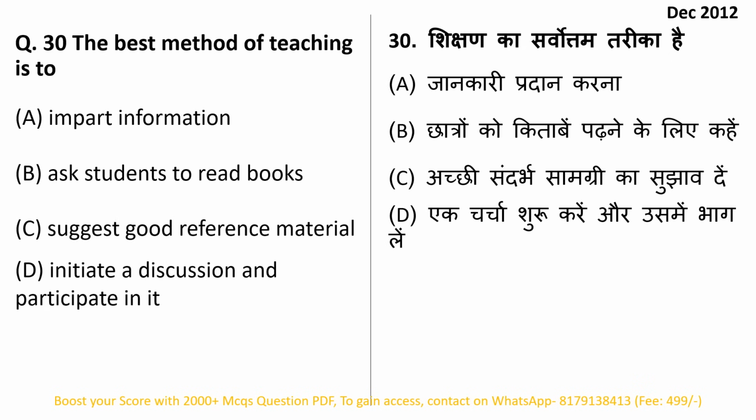Next is the best method of teaching: to impart information, ask students to read books, suggest good reference material, or initiate a discussion and participate in it. Which of the following is the best method of teaching? The right answer is initiate a discussion and participate in it. See, in many of the questions, this has come: discussion and participation. These things are very important in a classroom. The classroom should be lively.